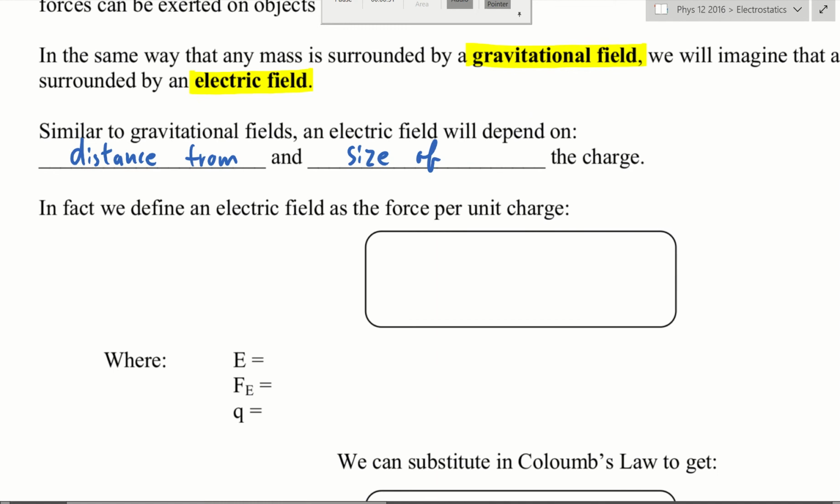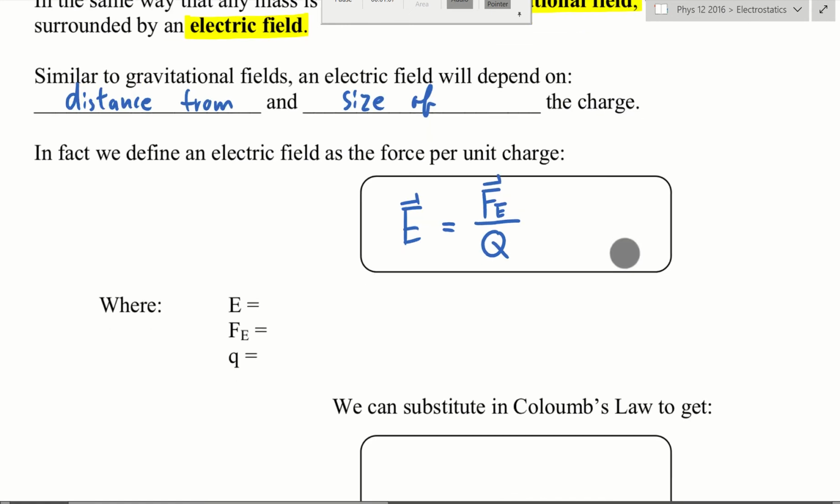So in fact, we define electric field as the amount of force that you will get per unit charge. So electric field is defined as the amount of electric force that you will get per unit charge. So it's force divided by charge.